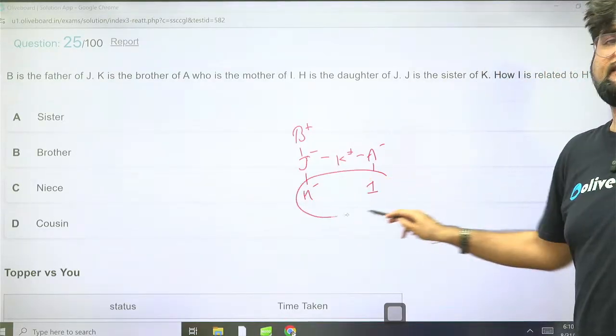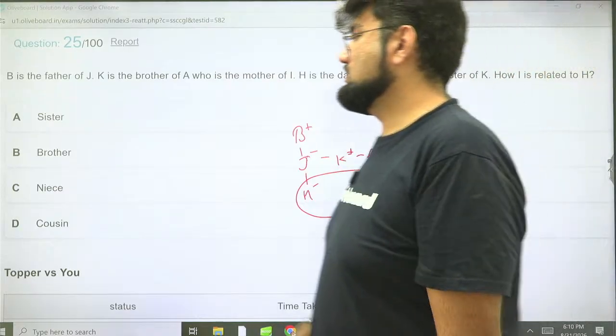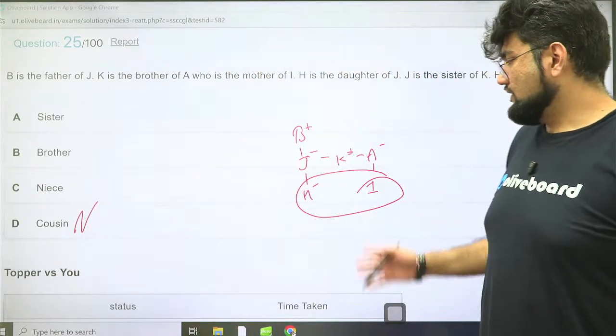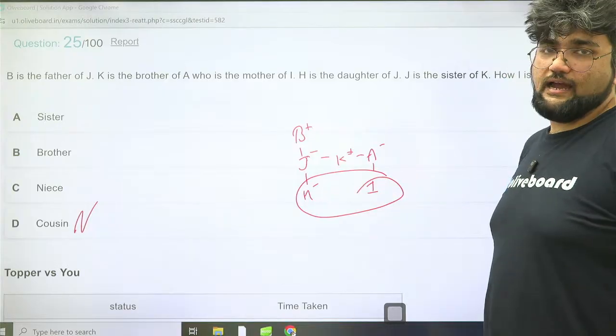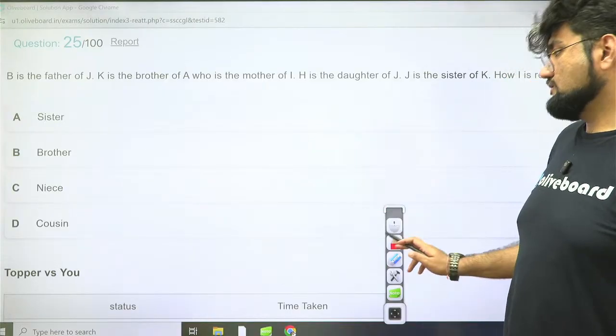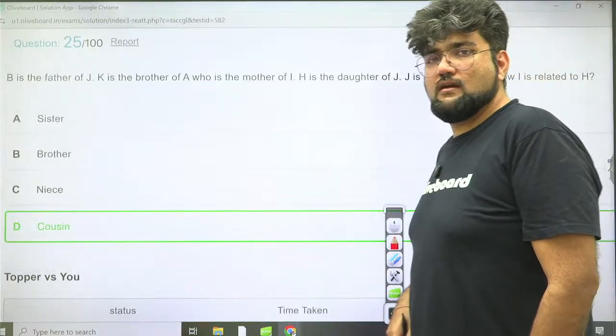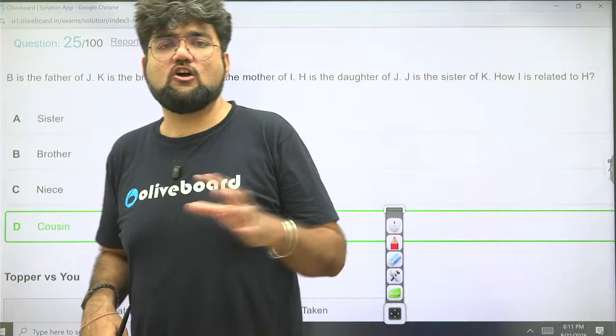Same level, not connected, cousins. I is the cousin of H. And cousin word is gender neutral. Even if you don't know the gender of I, we can still answer I to be a cousin. So option D is the right answer. Cool, chill. 33 seconds. So with that, we are done with the logical reasoning section.